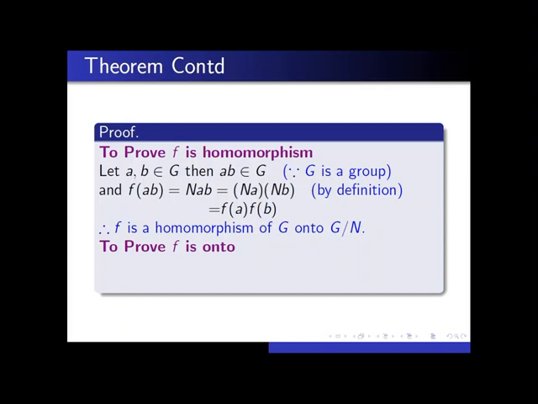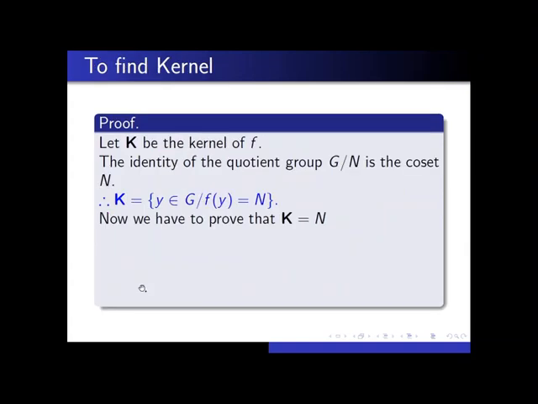Next we will prove that f is onto. To prove f is onto, take nx belonging to G by n. So we are taking an element in G by n. Then x belongs to G and f of x is equal to nx. That means for every element in G by n there exists a pre-image, so f is an onto function. Now we have proved that f is an onto homomorphism. That is the first part of the problem. Now the second part is to find the kernel. Let K be the kernel.